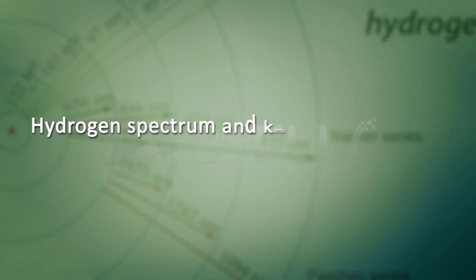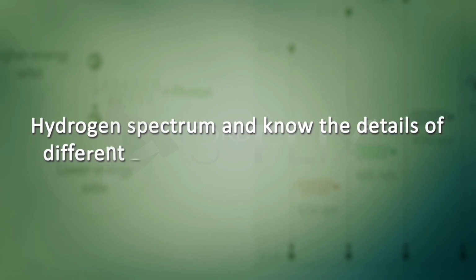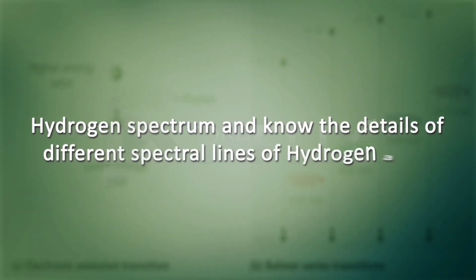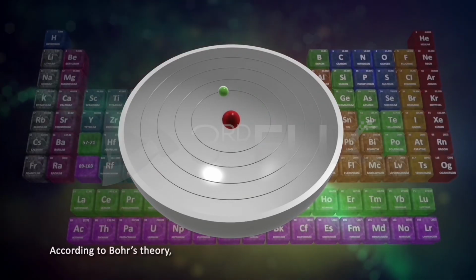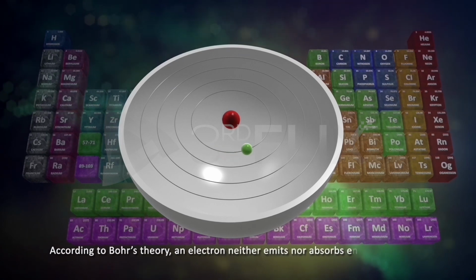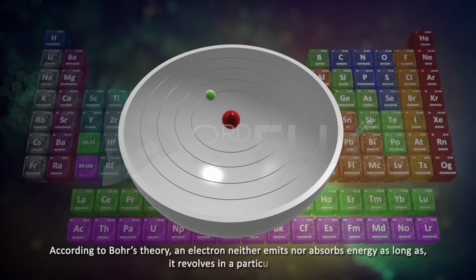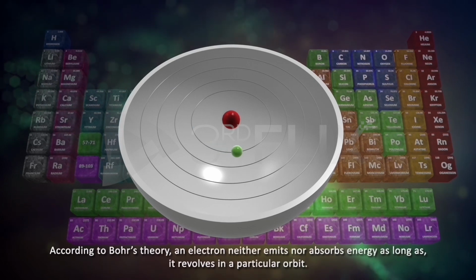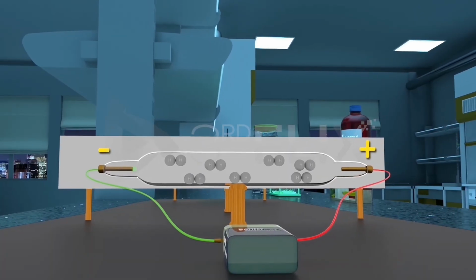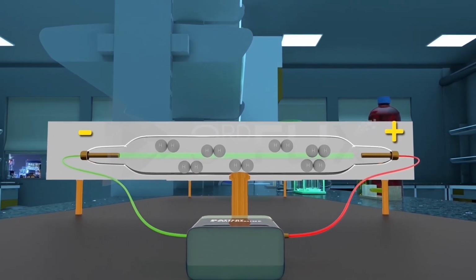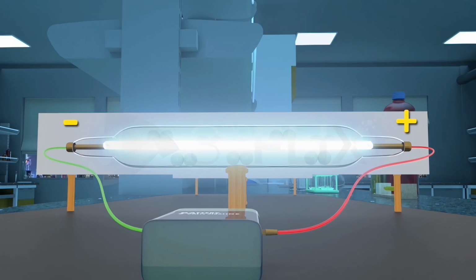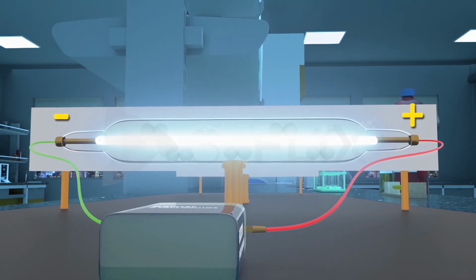Objective: to understand the hydrogen spectrum and the different series of spectral lines of the hydrogen atom. According to Bohr's theory, an electron neither emits nor absorbs energy as long as it revolves in a particular orbit. However, when an electric discharge is passed through hydrogen gas at low pressure and high temperature, a bright light is emitted by the hydrogen atoms.